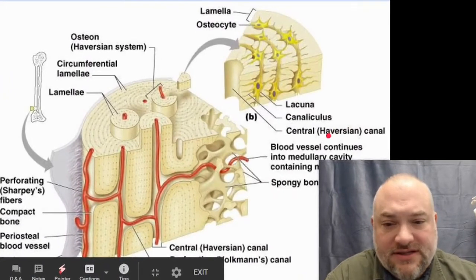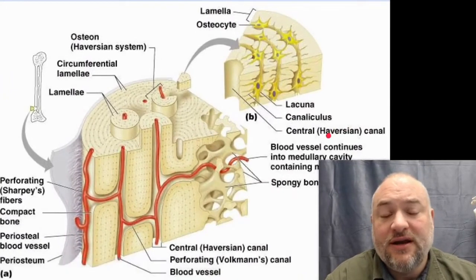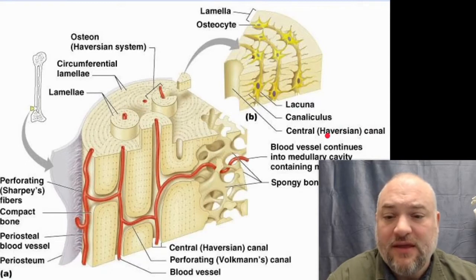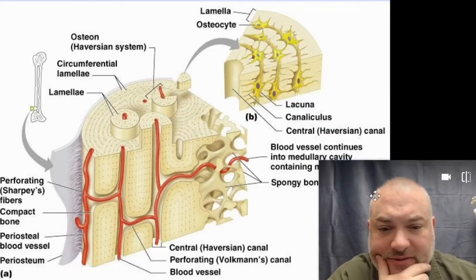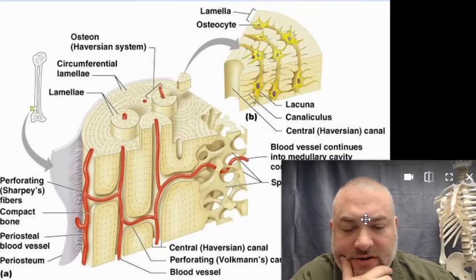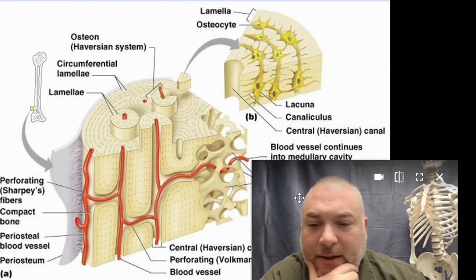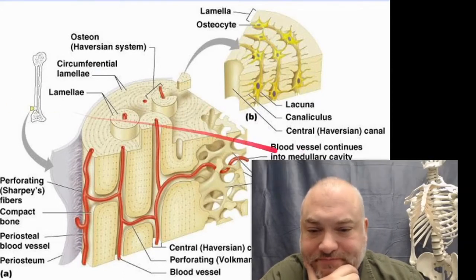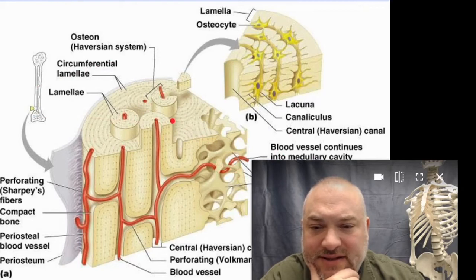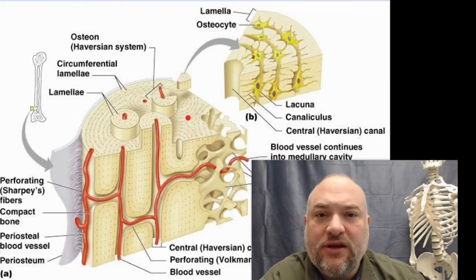All right, so let's take a look at the microscopic structure of compact bone here. So there's a number of things to point out. Let's move myself in here closer. So here we're looking at a cross section. We can see that basically the structural unit of the bone at the microscopic level is called the osteon.